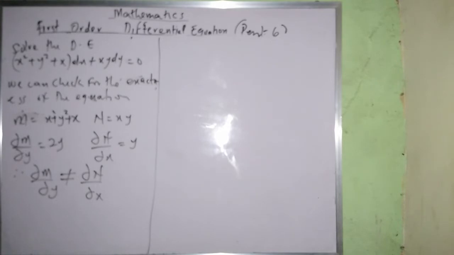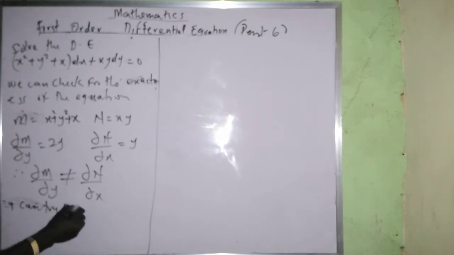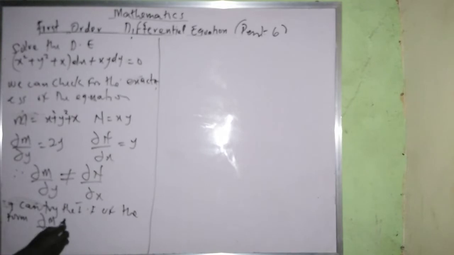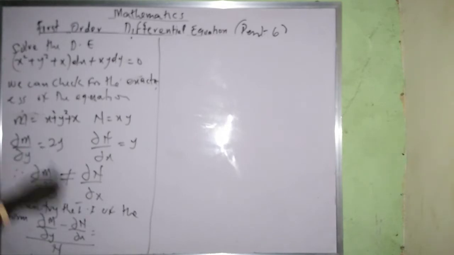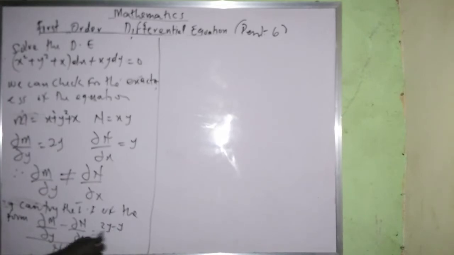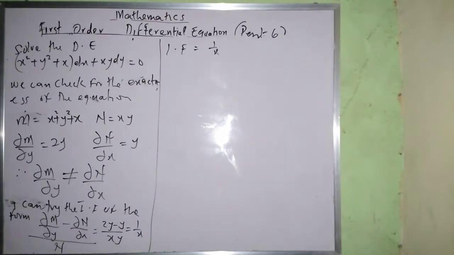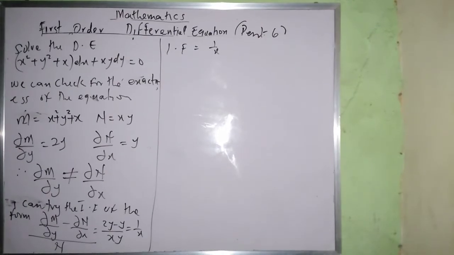Since it's not equal, we can now try the integrating factor of this form. My integrating factor will now be the partial of M with respect to y minus the partial of N with respect to x, all divided by N. If I do this, I'll be having 2y minus y all over xy, which is 1 all over x. It means my function of x is 1 all over x.